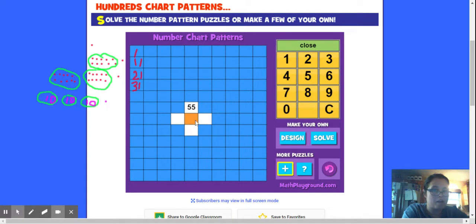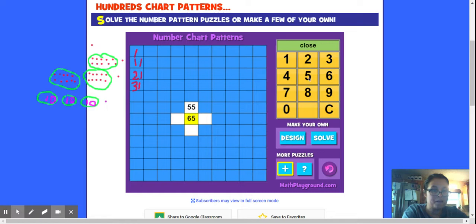I'm going to click on my box, and then I'm going to type in my number. So if my number here had 5 groups of 10 and 5 extras, I think next I need to have 6 groups of 10 and 5 extras.